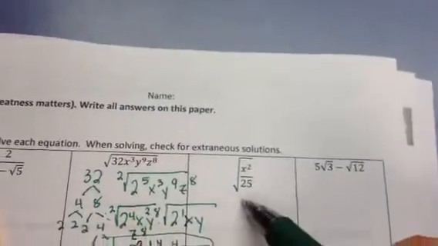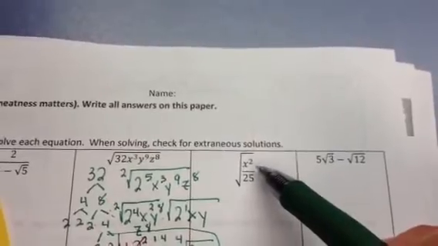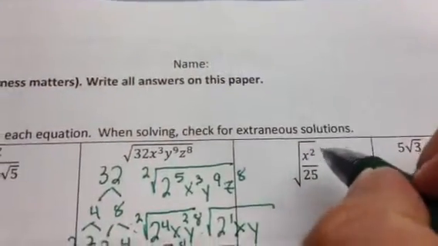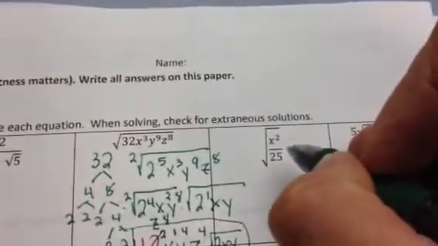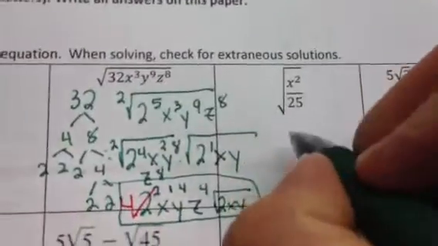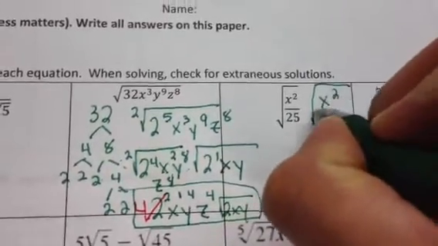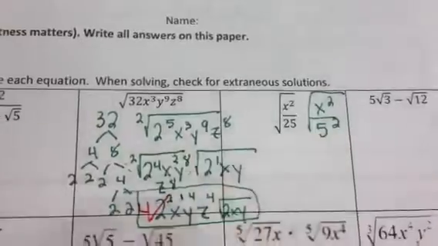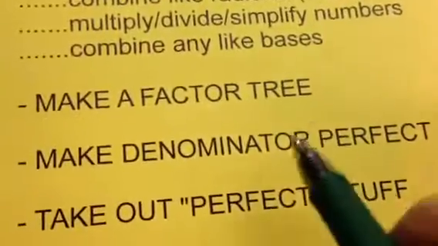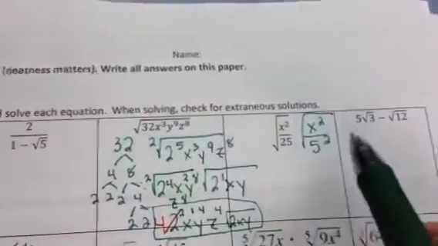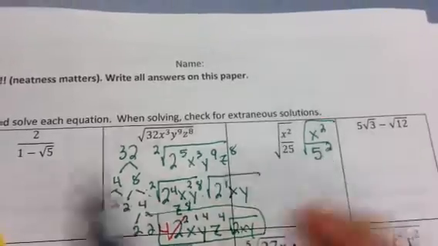Next one, the first thing I want to do is combine like radicals. Again, multiply, divide, simplify any numbers, combine any like bases. So I'm just looking inside the radical in this fraction. Is there anything I can do to simplify it? No. Then I want to make a factor tree. And again, you don't have to do these steps. Some of you will get better at these problems, but 25 as a factor tree is 5 squared. And then I want to make the denominator perfect. Well, it already is perfect, so I don't have to do anything there.